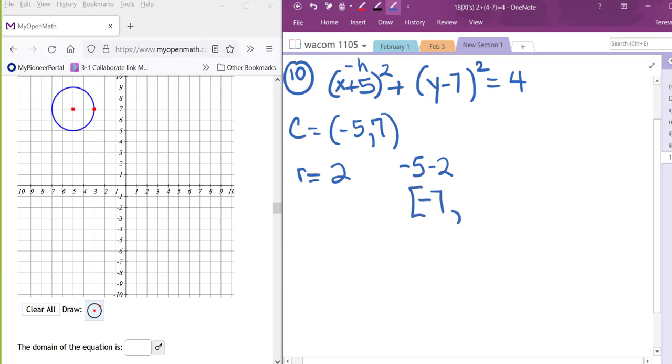And then you want to do the rightmost point. So you're still using the x. So you're going to do -5 plus 2. So your center plus your radius would be a -3. So let's check on our graph. So our leftmost point, yes, that is -7. Our rightmost point is -3. So we're good there. This should be the domain.